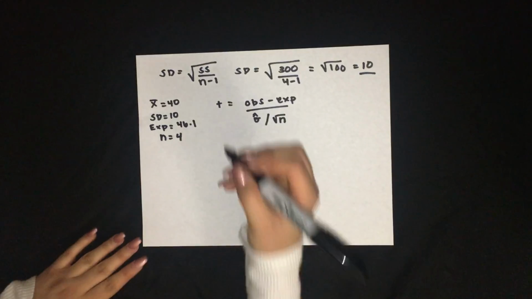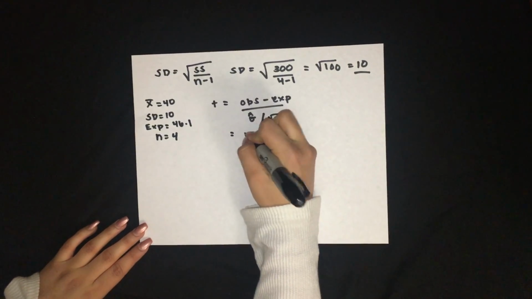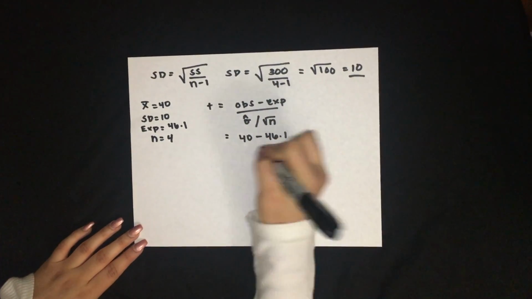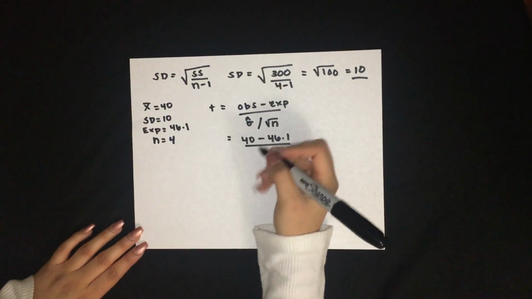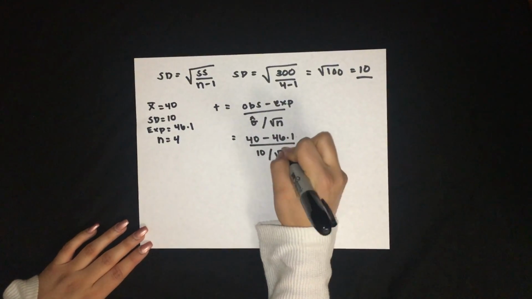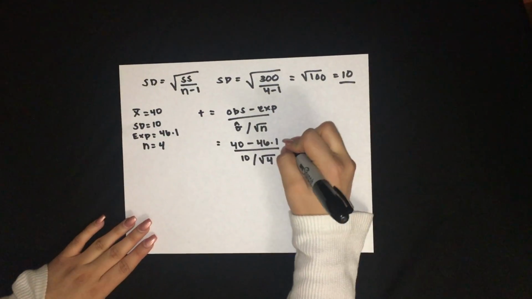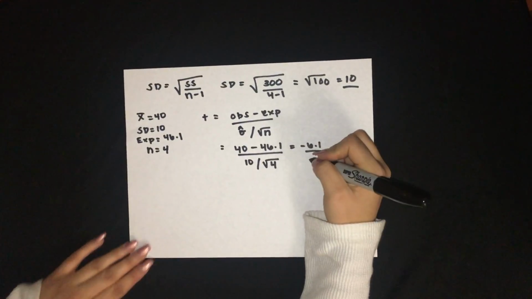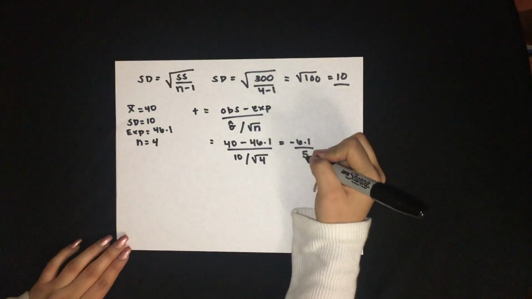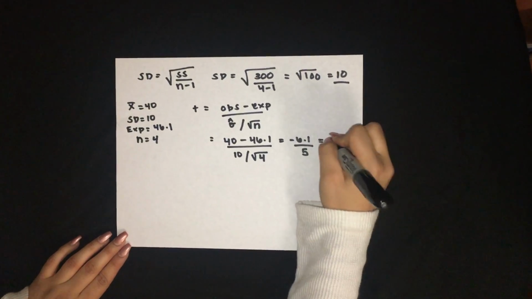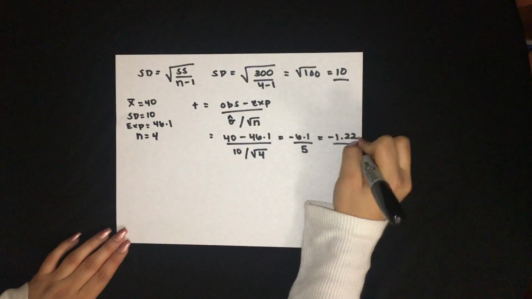Now we're going to put in the numbers that we solved, which is 40 minus 46.1 over 10 divided by the square root of 4, which then equals negative 6.1 over 5, which gives us our t-statistic of negative 1.22.